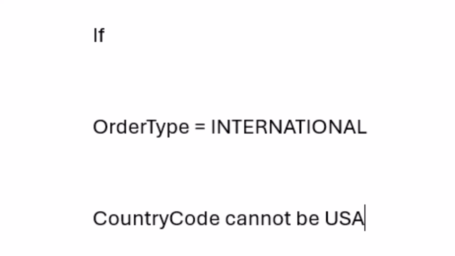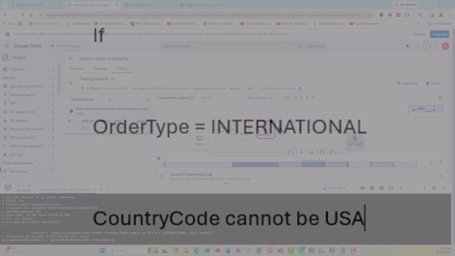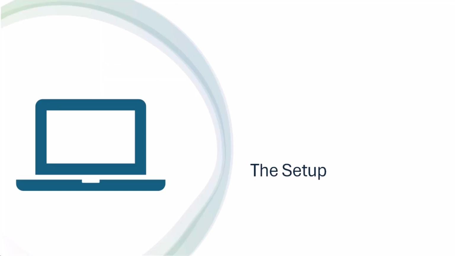By the end of this video, you will learn how to execute custom JavaScript inside Apigee, validate complex business rules, and protect your backend from invalid requests. Let's begin by creating the proxy and preparing the JavaScript resources.